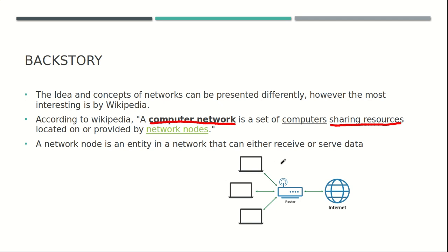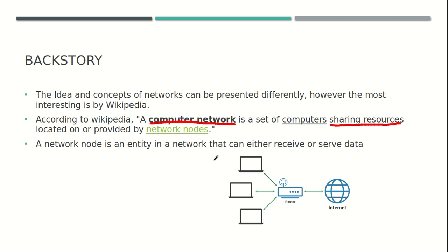Now, the definition does sound a little bit big, but we can break it down. There's just part of it that we understand, really: the sharing of resources part. It's all about computers that can share resources. There's really nothing big to it. But we really don't understand what a network node is. Well, a network node is an entity that is capable of receiving or serving data.